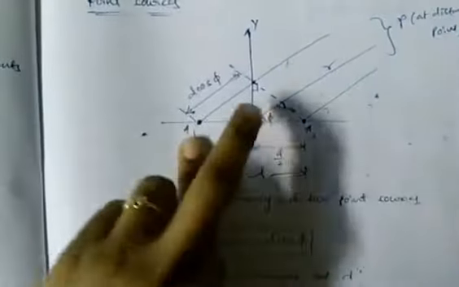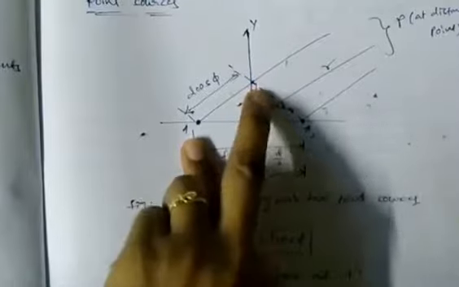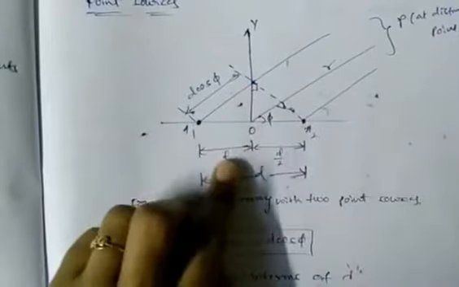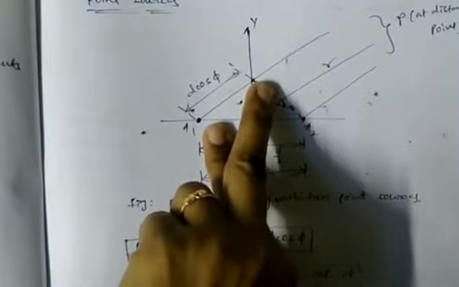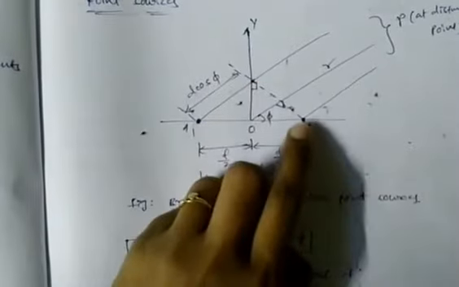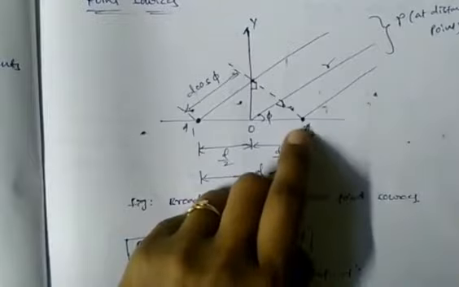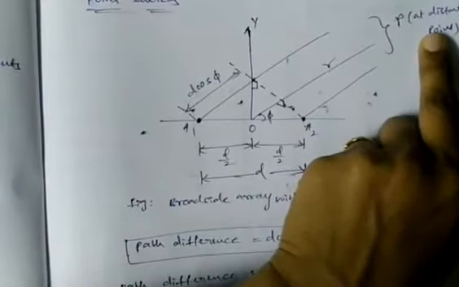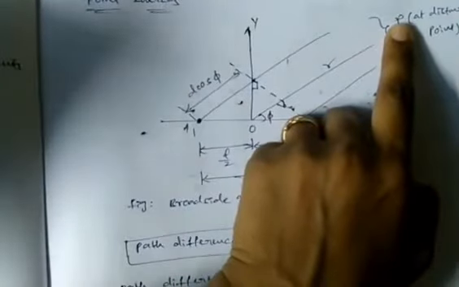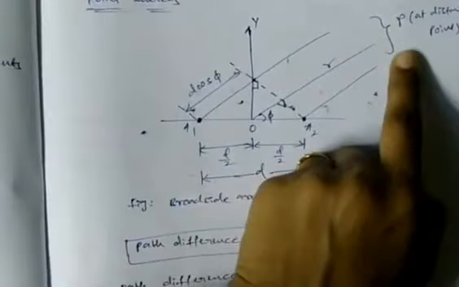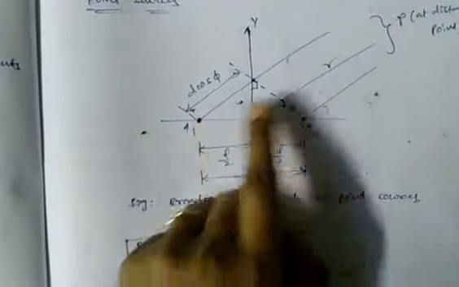And here to here, this one is the path difference. Here to here, this one is the path difference. Why are we obtaining the path difference here? Because the wave propagating from A2 to P is fast compared to the wave from A1 to P.